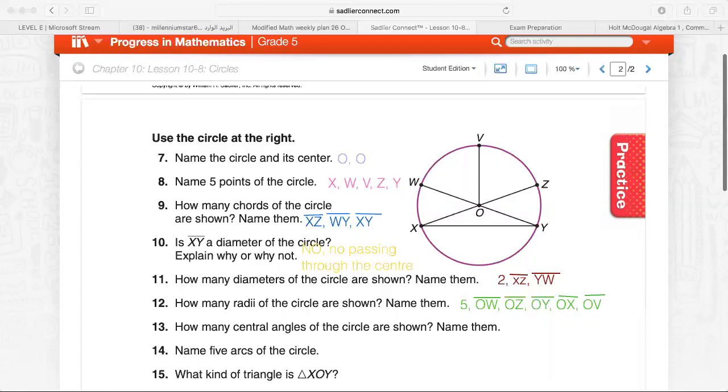Can you give me their names? Okay, give me their names. There are 5. Yes. Tell me. Not W V. Central angles. Angles, you're going to tell me 3 letters.